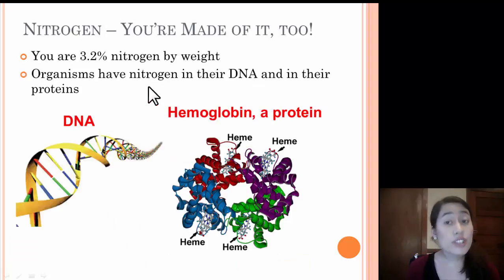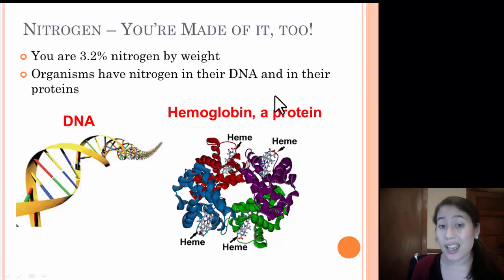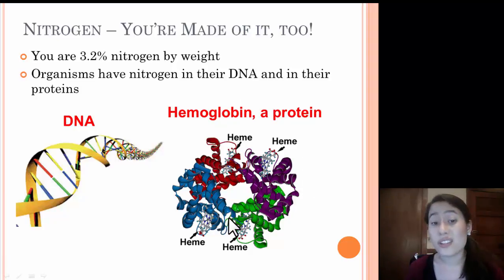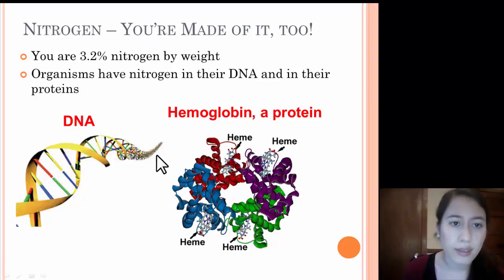All right, you're made of nitrogen too. You don't have a ton of it, but you got some. 3.2% nitrogen by weight. You've got nitrogen mostly in your DNA and in your proteins. This is hemoglobin, a protein that carries oxygen in your bloodstream. And when I talk about proteins, I'm not just talking about your muscles. I know that's a common misconception. We will talk a lot about different types of proteins, but there's tons of molecules inside you that help you run that all have nitrogen in them.